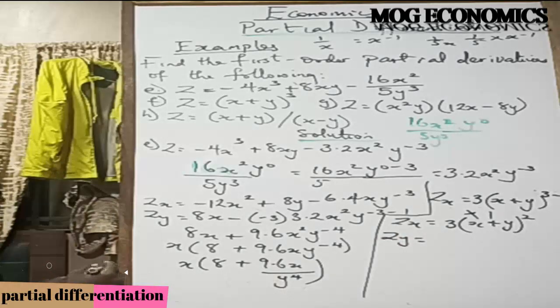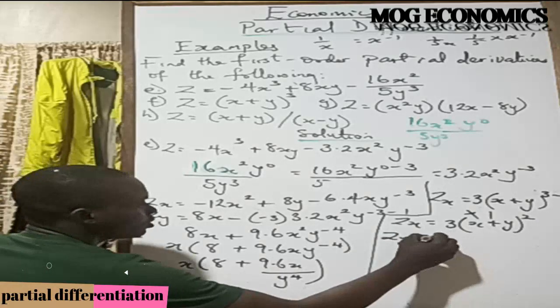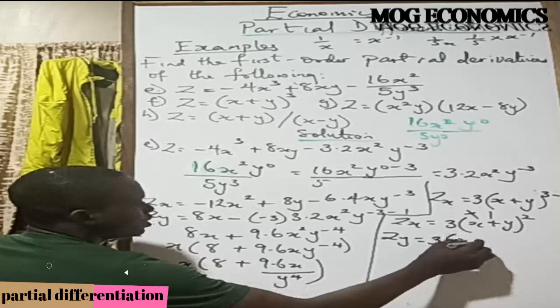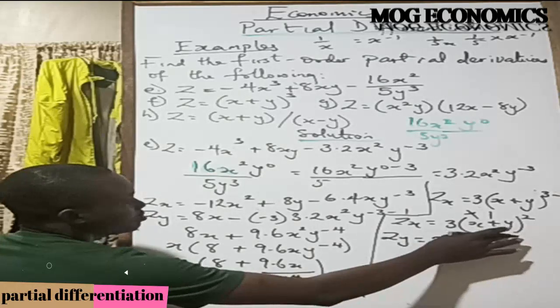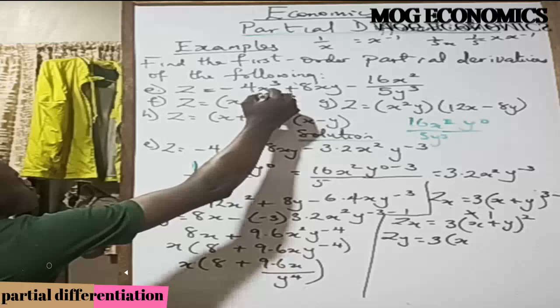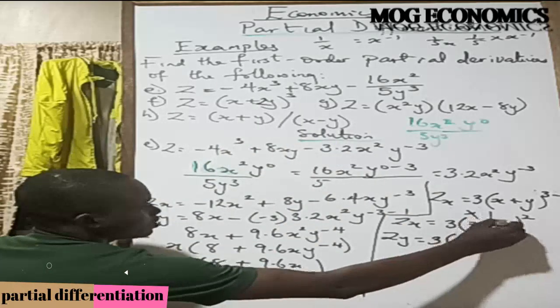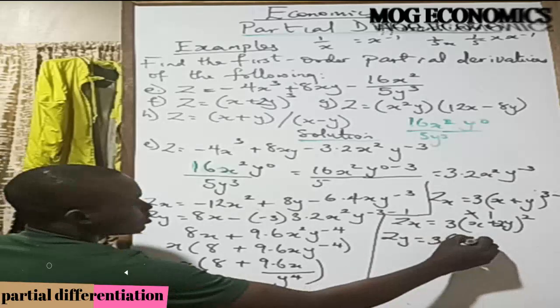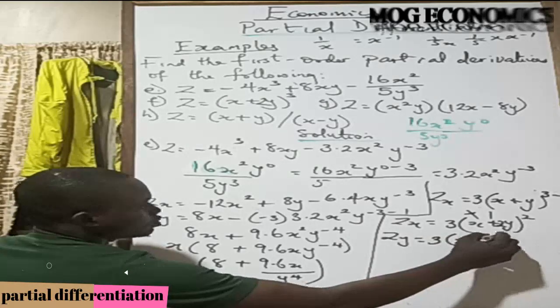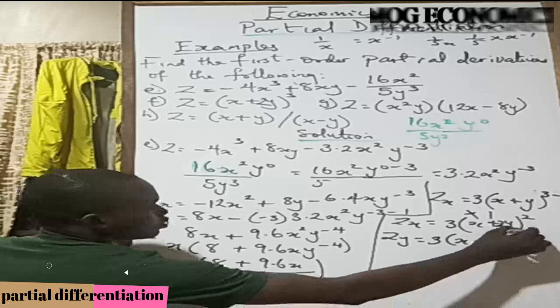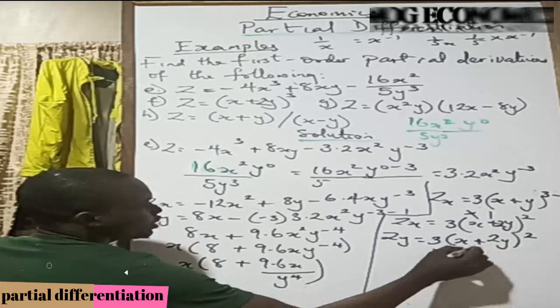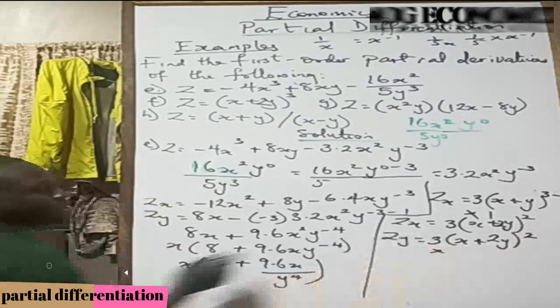zy here is the same process. So it becomes 3x. Maybe I should have made this 2y. Let me just make this one 2y to show you something. So you have x plus 2y, which is also going to be squared. Then you multiply by, you differentiate what has y inside the bracket.